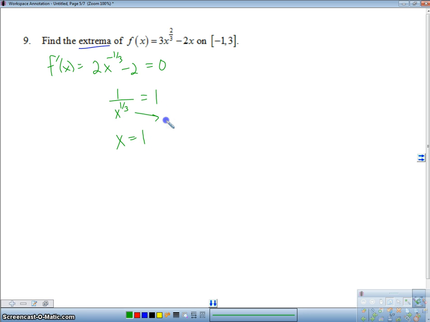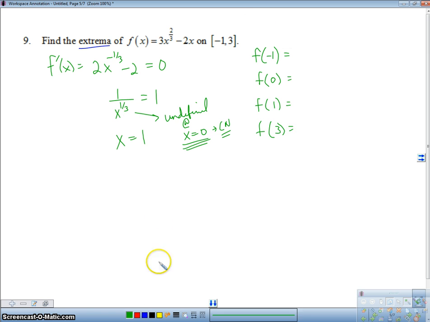However, the derivative is undefined at x equals 0. So this is also a critical number that we must check, because it's where the derivative is undefined. So we're going to check our values. We're going to check f of -1, f of 0, f of 1, and f of 3. So we're going to plug all those in.